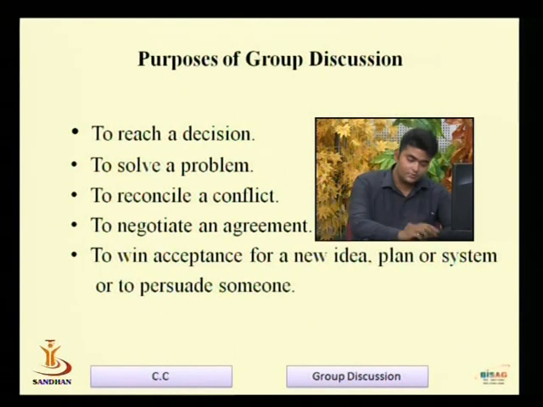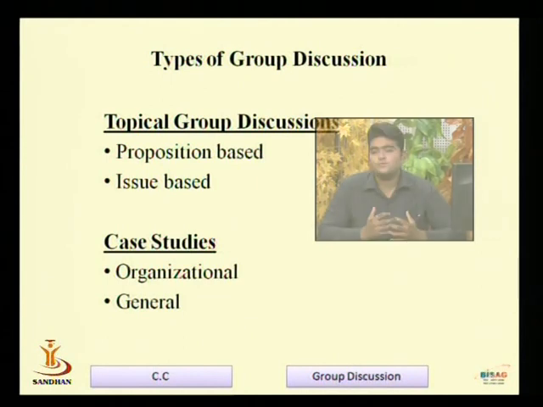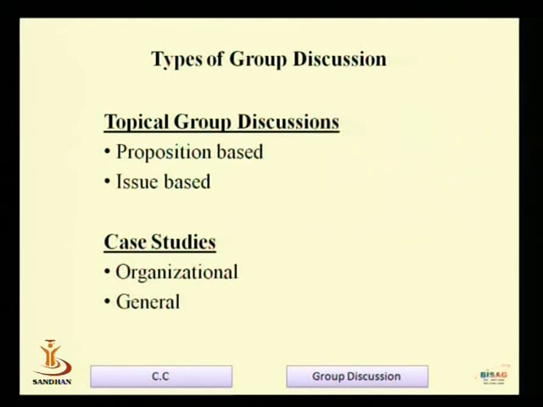Fine. Now students, next question is, what are the types of group discussion? Now there are two types basically. The first is topical group discussion, in which there are two subtypes, and they are proposition based group discussion and issue based group discussion. The second is case studies group discussion, in which there are two types. They are organizational and general. So there are two basic types, and they are topical group discussion and case studies.